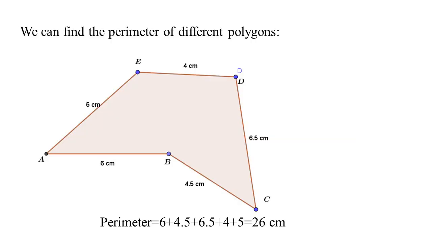Now let us find the perimeter of a polygon of a different shape, an irregular shape. And here the polygon is polygon A, B, C, D, E, F. And there are 1, 2, 3, 4, 5 sides. It's a 5-sided polygon. Let us add all the side length. So the perimeter is 6 plus 4.5 plus 6.5 plus 4 plus 5 centimeter each. Let us add all this. So it's simple and we will get 26 centimeter. So the perimeter is 26 centimeter, the perimeter of this given figure.